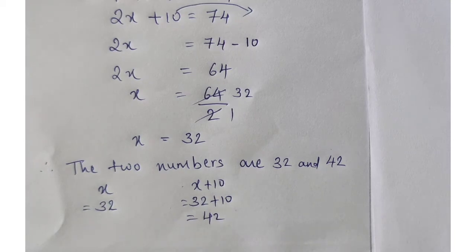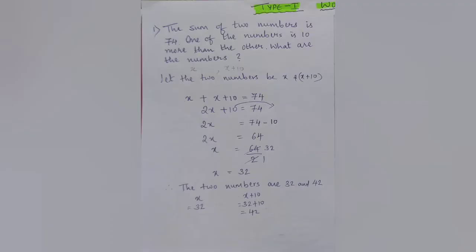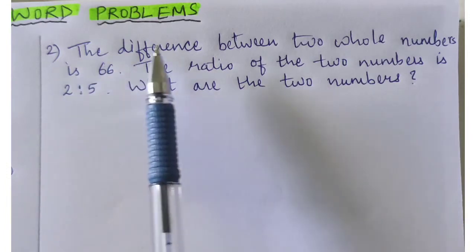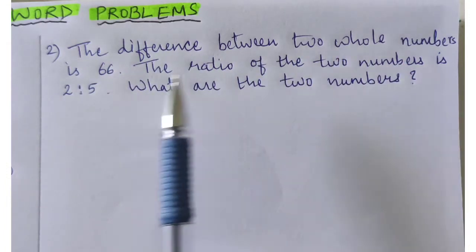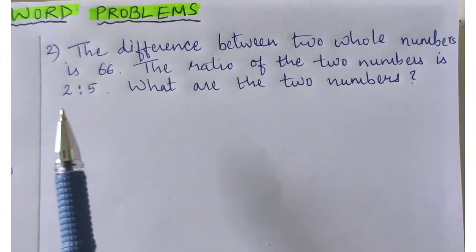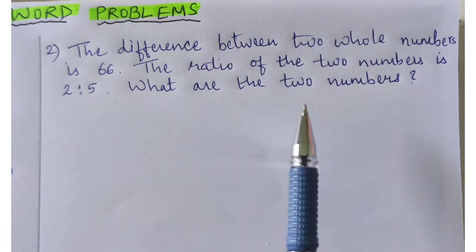So this is how we can use linear equations to solve word problems. We shall now consider several examples to show how useful this method is. Let us solve another problem. The difference between two whole numbers is 66. The ratio of the two numbers is 2:5. What are the two numbers?